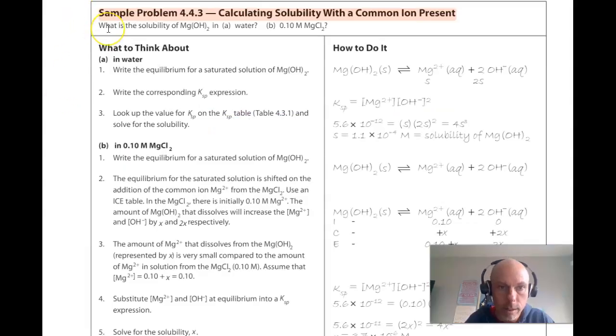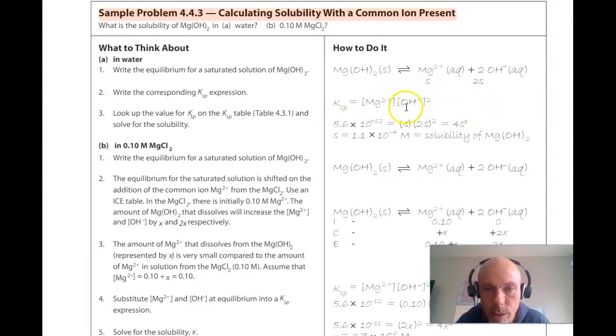And here it is. What is the solubility of magnesium hydroxide first in water with no common ion present, and then in magnesium chloride at a concentration of 0.1 molar? First step, as you might imagine, is to write out the dissociation or equilibrium expression for magnesium hydroxide when it's in a saturated solution. 1 magnesium ion, 2 hydroxide ions, acknowledging again that if magnesium is S, hydroxide will be 2S. There's the Ksp expression for that equilibrium expression.